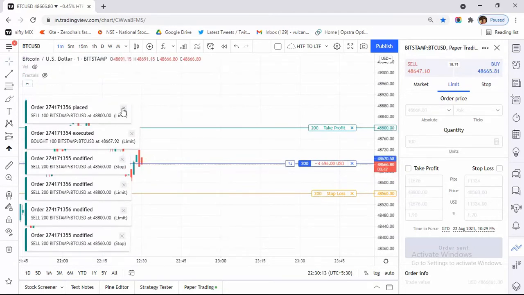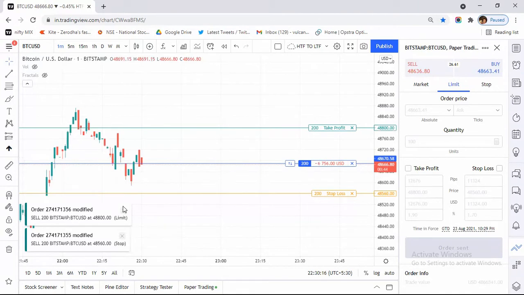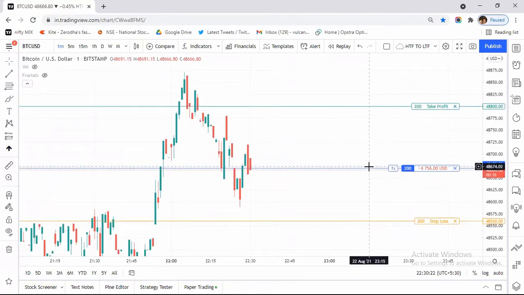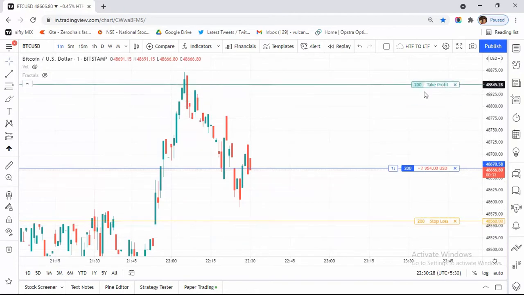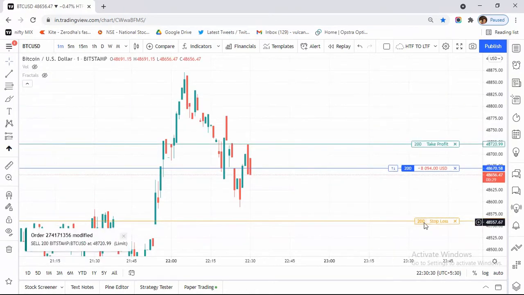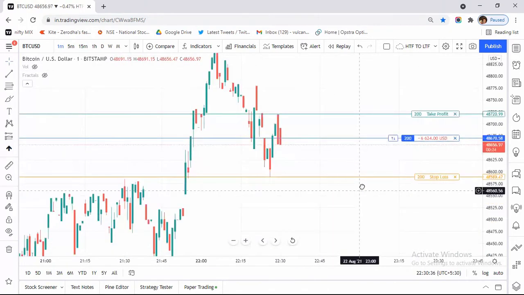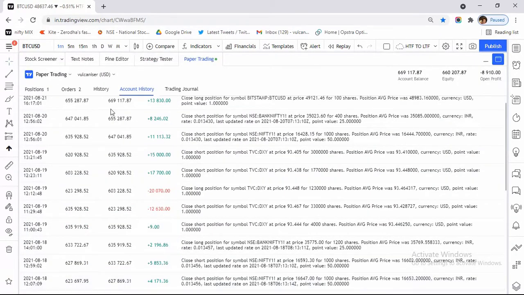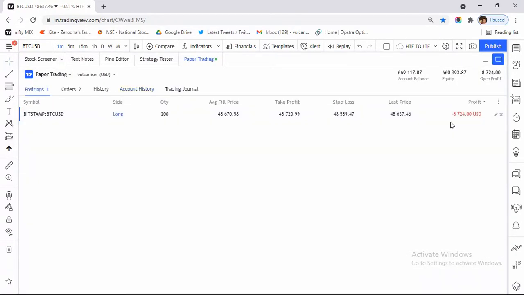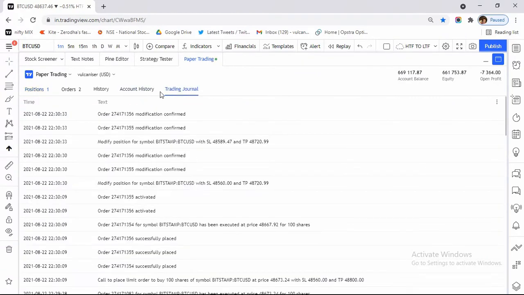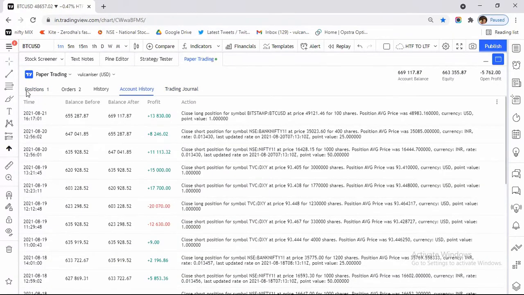Now see, all my levels are showing on the graph. There is a buying level, a profit taking level. You can also move your profit taking level like this, and the stop loss level like this. After doing this, when my trade is triggered, in the live position there is a negative. This is your profit or loss going on here, and it will be shown in your account history after this trade is executed.